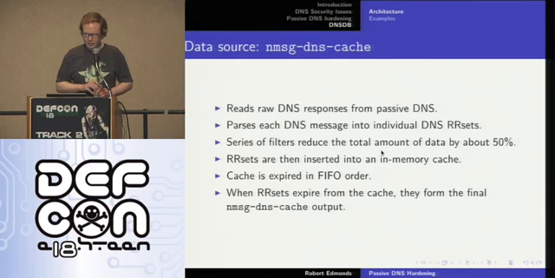And RR sets that pass all the filters are then inserted into an in-memory cache, which we've tuned to store about 8 to 12 hours worth of data. And finally, the cache is expired in a strict first in, first out order, and these expired RR sets are sent over a socket, so the output can be stored for later processing and insertion into the DNS database.